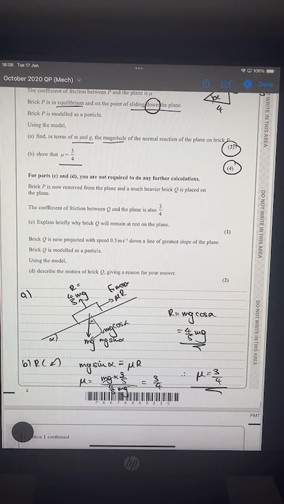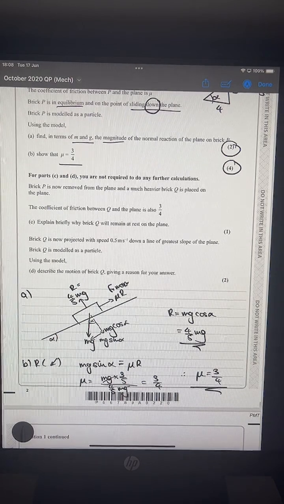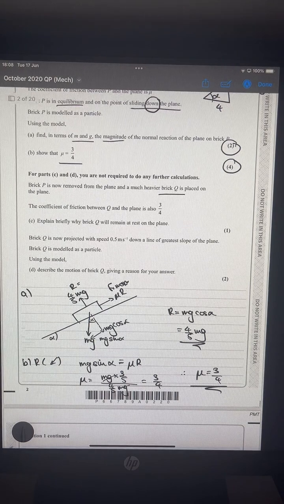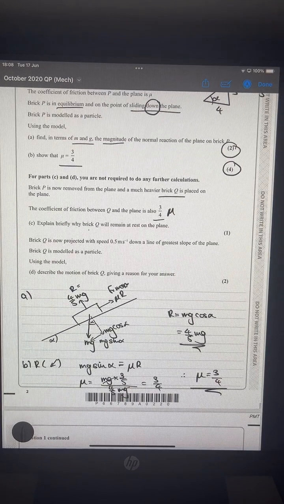So they don't want to see you do any more maths on this sheet. You can still do maths on your calculator, somewhere else. So brick P is now removed from the plane and a much heavier brick Q is placed on the plane. The coefficient of friction between Q and the plane is also 3/4. Okay, so that doesn't change. Explain briefly why brick Q will remain at rest on the plane.